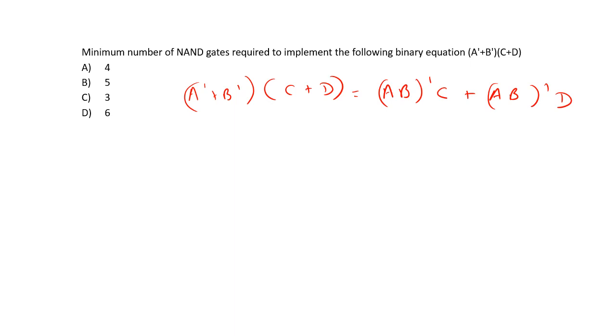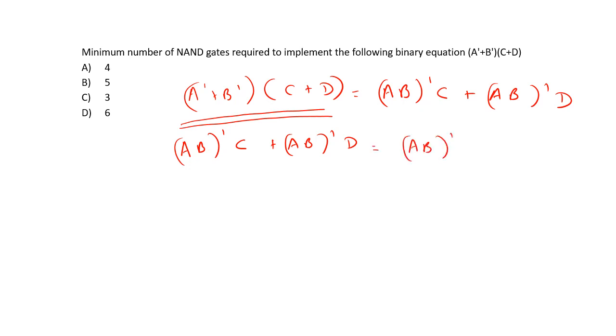Now, applying the law of double negation. Double negation means that the expression value remains unchanged as we are double negating it. So applying double negation to AB the whole bar into C plus AB the whole bar into D, and then again applying De Morgan's law, we can rewrite it as AB the whole bar into C the whole bar dot AB the whole bar into D the whole bar, followed by the second negation.